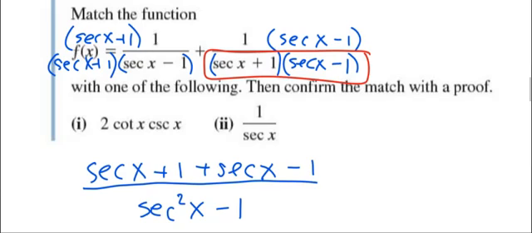What do you see in the numerator? Wait. We're adding these two things together, not multiplying. If we add them together, how many secant x's do we have? 2 of them, right?